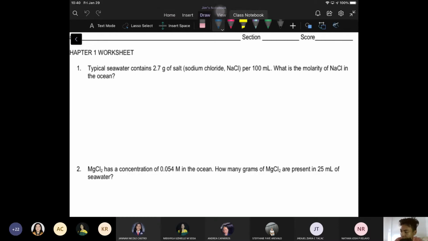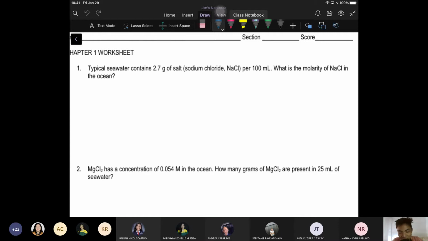Okay? So let's start with the basic. Number 1, no-brainer yan. Easy lang yan. Kumbaga, ito yung easy round. Typical seawater contains 2.7 grams of salt, sodium chloride or NaCl per 100 ml volume. What is the molarity of NaCl in the ocean?